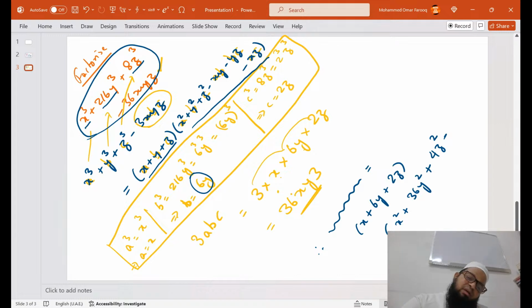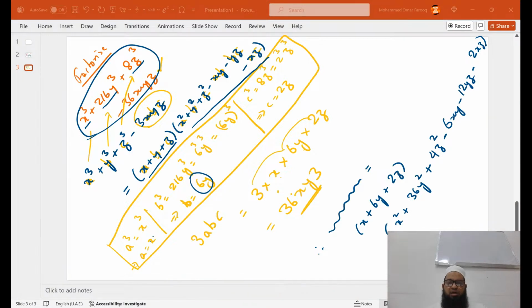AB means x into 6y, 6xy, and minus BC. BC means 6y into 2z. That means minus 12yz, and minus AC. AC means x into 2z, minus 2xz. So that's all. So it can be written as a product of two numbers. Understood? These are the two problems which are asked by one of our students.